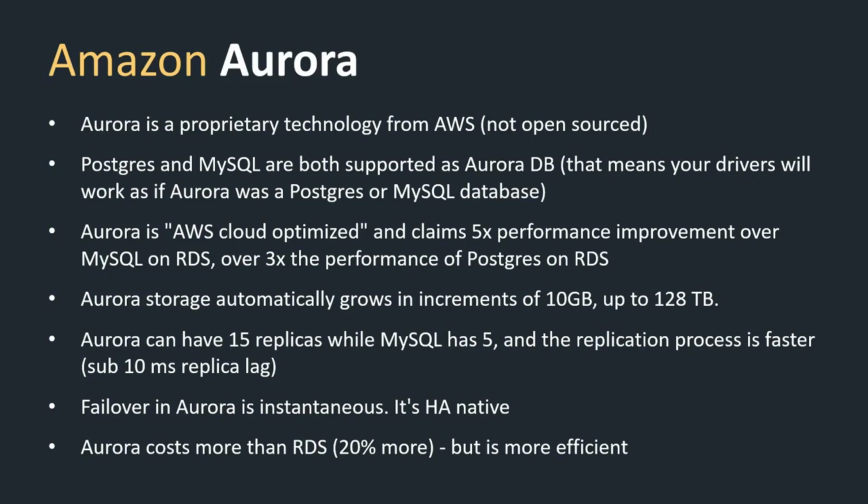Also, for the replicas, you can have up to 15 replicas, while MySQL only has 5, and the replication is faster. The way they made it, it's much faster. So overall, it's a win. Now, if you do a failover in Aurora, it's going to be instantaneous. So it's going to be much faster than a failover from multi-AZ on MySQL RDS. And because it's cloud native, by default you get high availability. Overall, the cost is a little bit more than RDS, about 20% more. But it's so much more efficient that at scale it makes a lot more sense for saving.